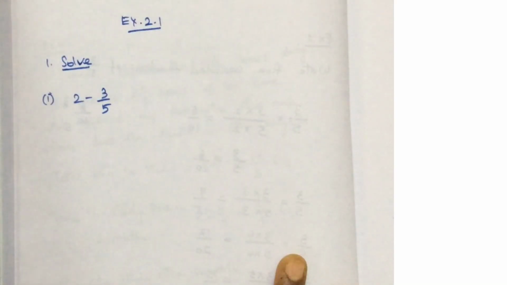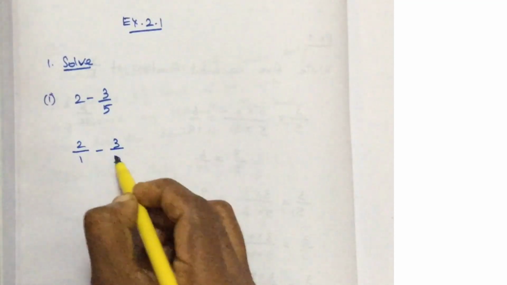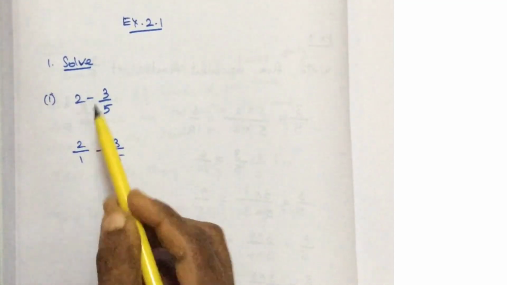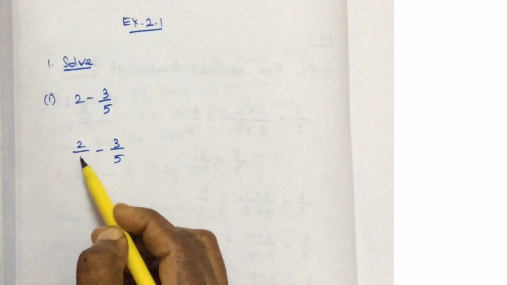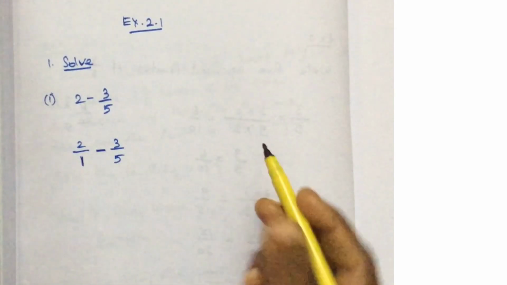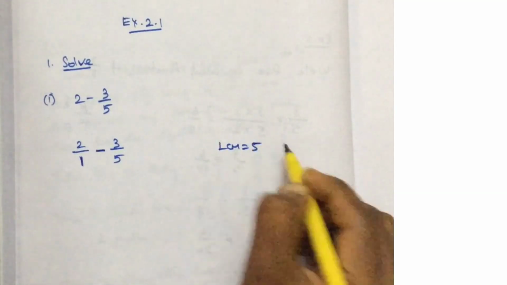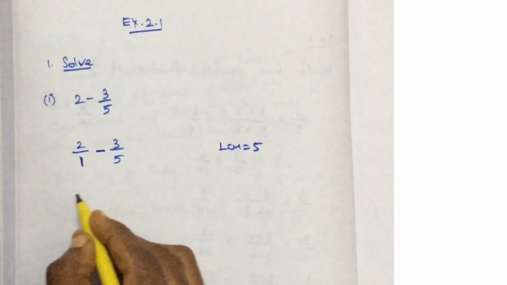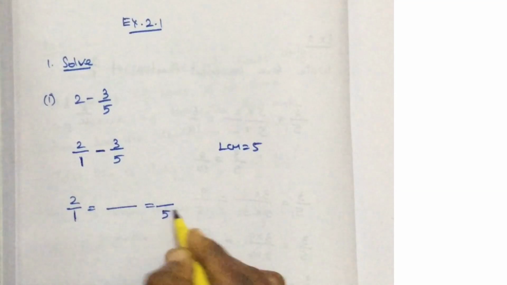I will start with exercise 2.1. First is solve. That is 2 minus 3 by 5. So this can be written as 2 divided by 1 minus 3 by 5. Okay. If it is 2, it means that is 2 by 1. Denominator is 1. So you can see here, now it is 1 here and it is 5 here. So to make the denominator same, you have to take LCM. LCM of 5 and 1 is 5. So LCM is 5. Now 2 by 1, we have to change the denominator 1 into 5.